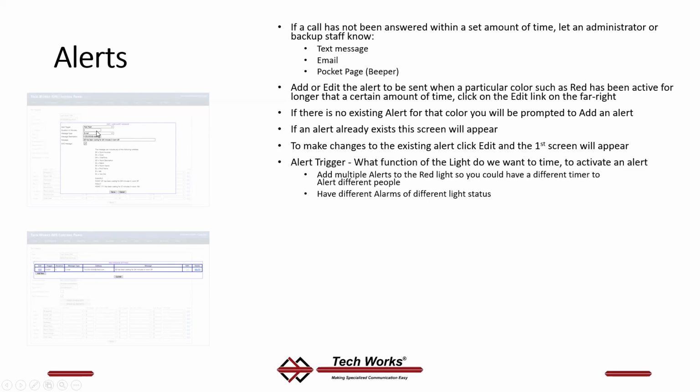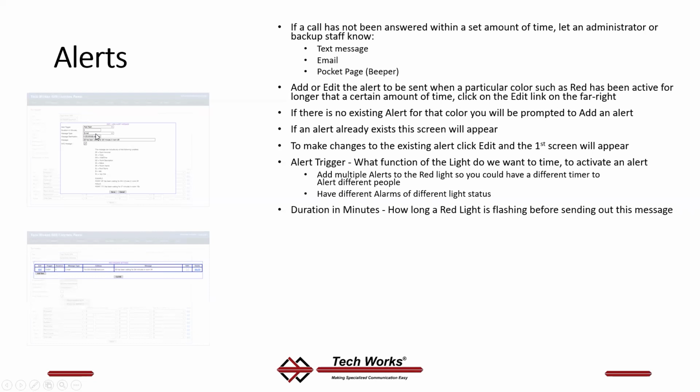You have the alert trigger. When does it trigger? What causes it? Is it fast flashing? That's what we're going to time. We're going to time the fast flashing function of the red light. You can have different status. You can make unlimited number of alerts and have them for different status. You could track it if it's on steady. You could track it if it's on fast flash. Doesn't matter. You can have as many different alerts as you want.